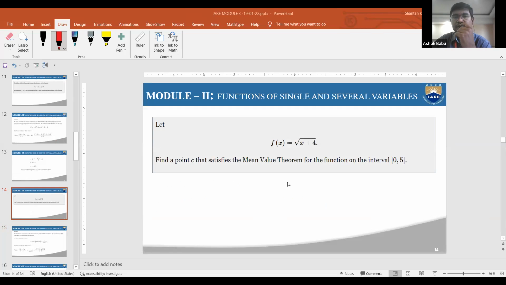Yeah, this one. Find a point c to satisfy the mean value theorem for the function in the interval 0, 5. Find out.